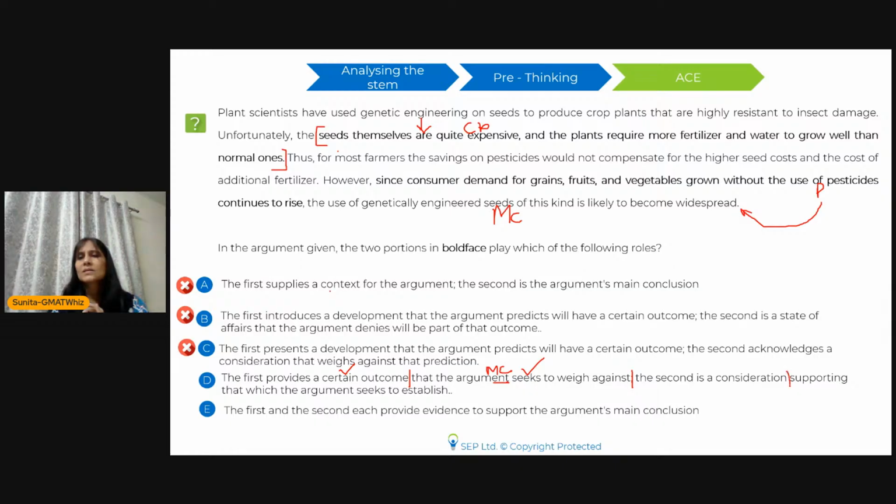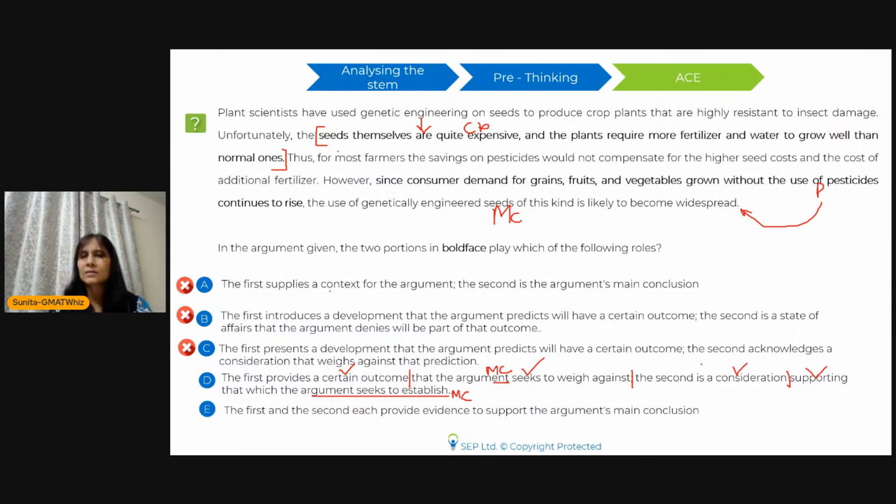The second is a consideration. Yes, we've already established it's a consideration supporting that which the argument seeks to establish. What the argument seeks to establish is called the main conclusion. So yes, the second boldface is correct. You hold on to D.